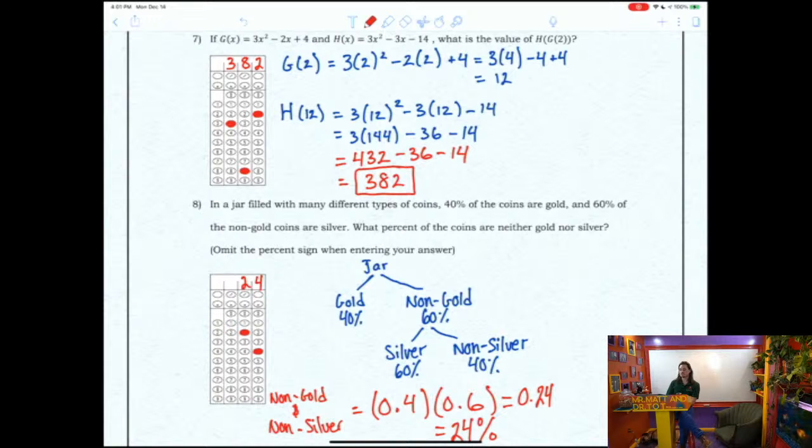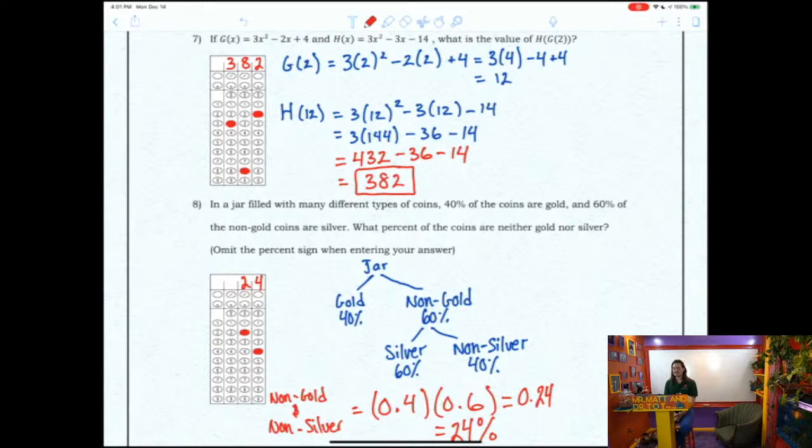So g of 2 is just taking the function of g, which is 3x squared minus 2x plus 4, and inputting a value of 2 for x. So we're going to get 3 times 2 squared minus 2 times 2 plus 4. So that's going to turn into 3 times 4 minus 4 plus 4. The minus 4 and the plus 4 cancel, leaving us with just 3 times 4, which is 12. So g of 2 is 12.